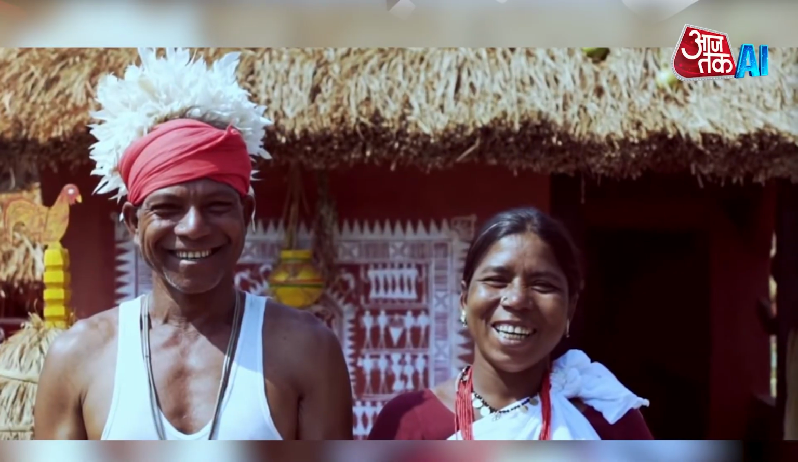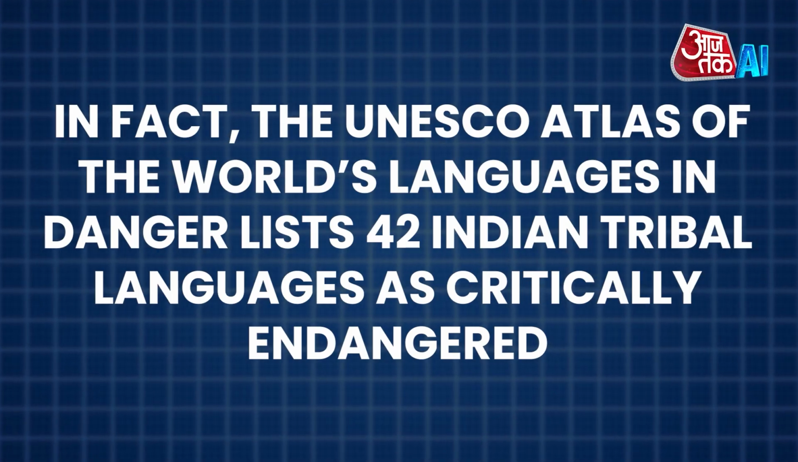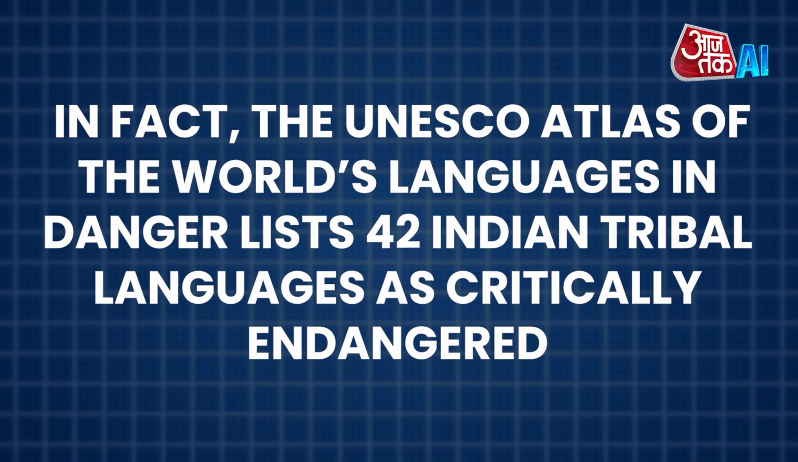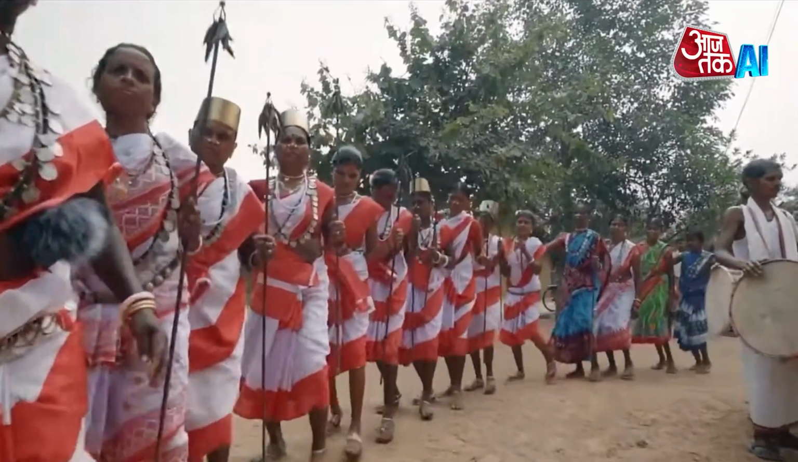According to the 2011 census, India has over 461 tribal languages and at least 71 distinct tribal mother tongues. But many are on the brink of extinction. In fact, the UNESCO Atlas of the World's Languages in Danger lists 42 Indian tribal languages as critically endangered. What does that mean? It means entire cultures, oral traditions, stories, and knowledge systems are at risk of being lost forever. Languages like Toto, Birhor, and Raji, once passed down through generations, are now spoken by only a few hundred people, or less. This is not just a linguistic loss, it's a cultural one.